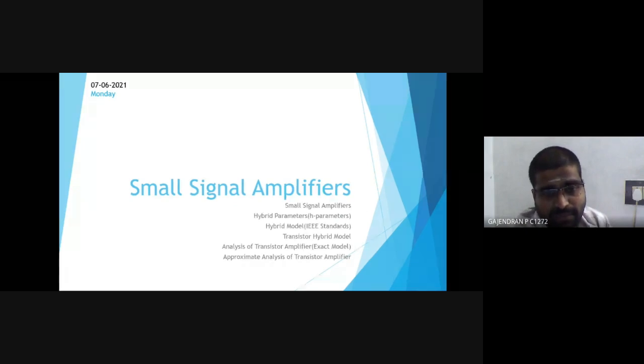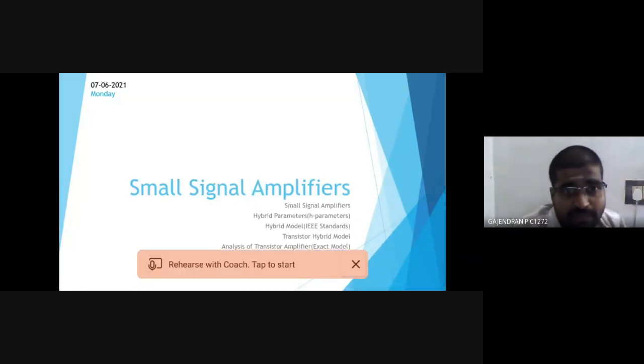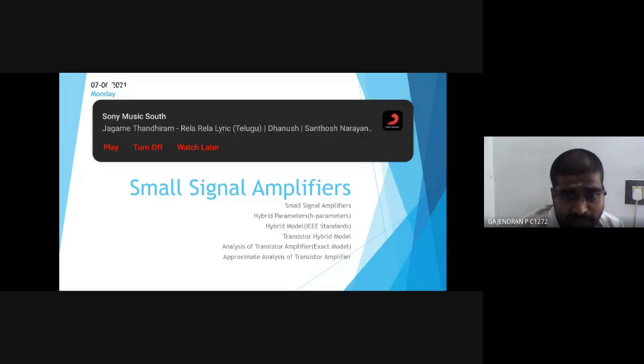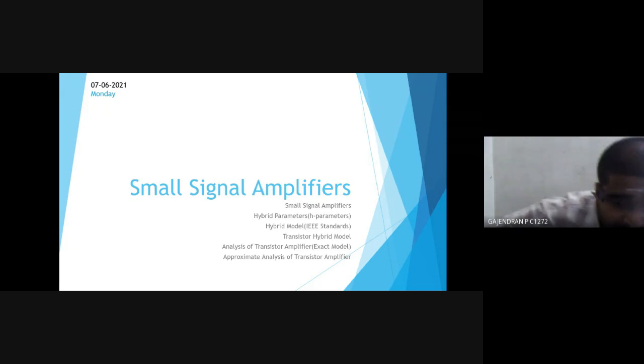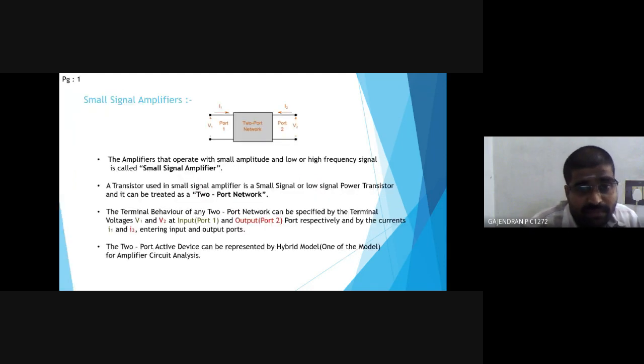The topic I'm going to take the seminar on is small signal amplifiers, which consist of some topics that I listed here. First of all, small signal amplifiers and hybrid parameters, also known as H parameters, and hybrid model, IEEE standards, transistor hybrid model, analysis of transistor amplifier exact model, approximate analysis of transistor amplifier. These are the topics which come under small signal amplifiers. Okay, let me move the slide.